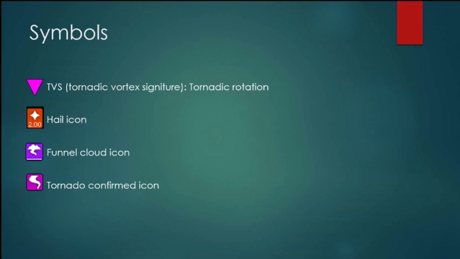And last but not least, we have symbols. TVS, tornadic vortex signature, which indicates tornadic rotation. So the second icon is a hail icon, showing the magnitude with the number and showing the severity with the color. The third one is a funnel cloud icon. So if some spotter finds a funnel cloud or reports it to the National Weather Service, this icon will pop up on your radar. And last but not least, the tornado confirmed icon. If you see this, that means that some spotter or storm chaser, anyone who's reported this storm to the National Weather Service, means that there's a tornado on the ground or was on the ground.